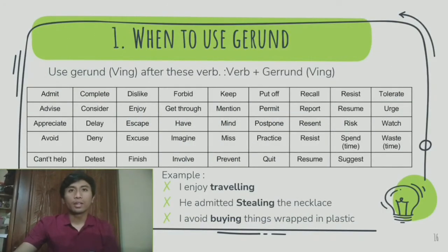I will introduce when to use gerund and infinitive. Okay, use gerund after this verb. Example, I enjoy traveling. Example 2, he admit stealing the necklace. Example 3, I avoid buying things wrapped in plastic.